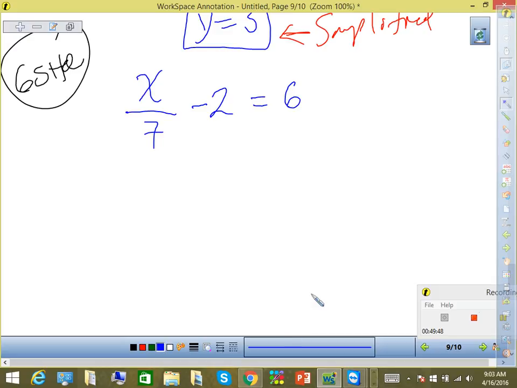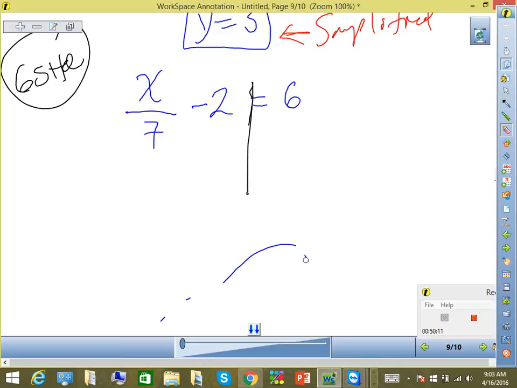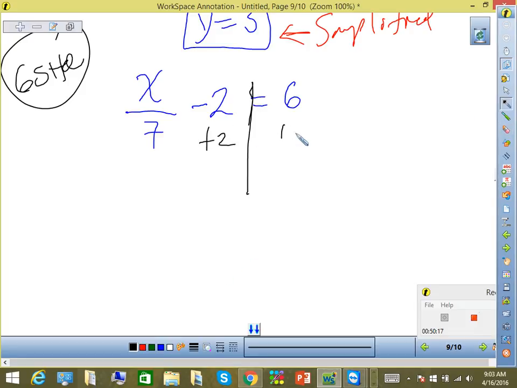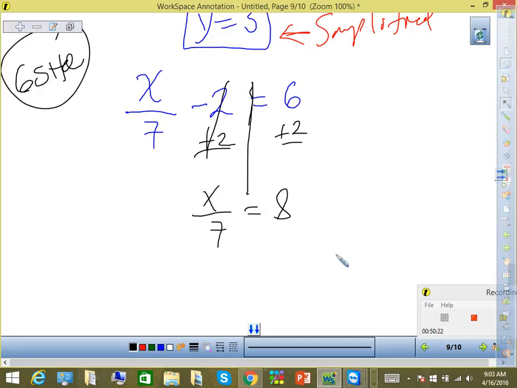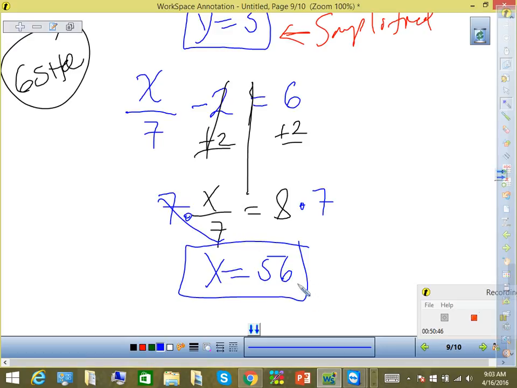Juan, what's the first step? What do we do? Can't hear. Add 2 to both sides. x over 7 equals 8. Pass it to someone. Michael, what do I do next? Can't hear you. Multiply times 7. Multiply times 7. x equals 56. Hands if you got that.